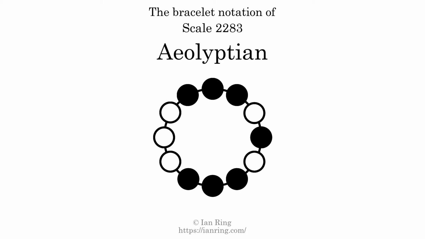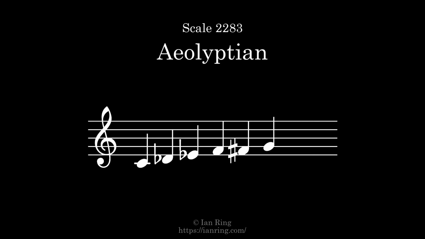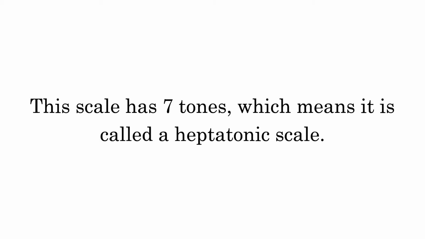2283, Aeolyptian, which sounds like this. This scale has 7 tones, which means it is called a heptatonic scale.